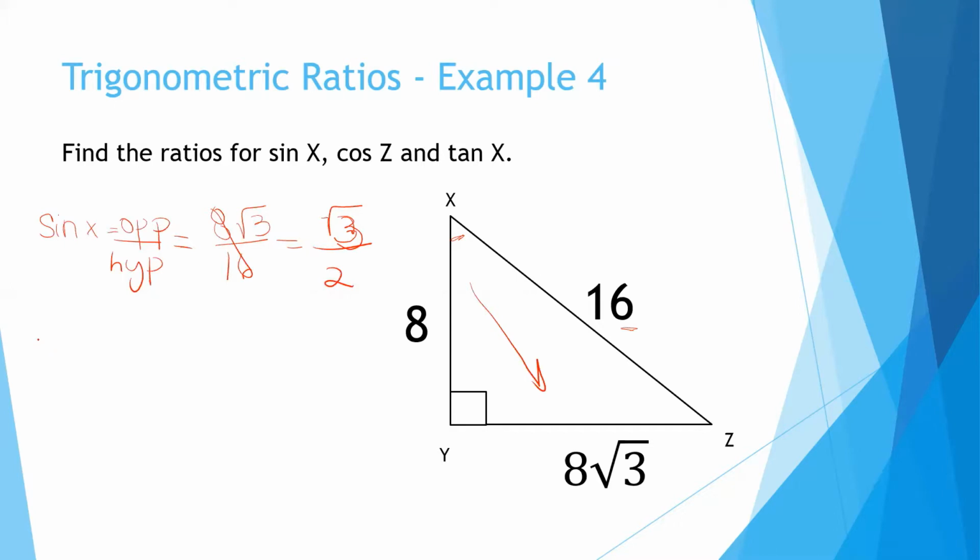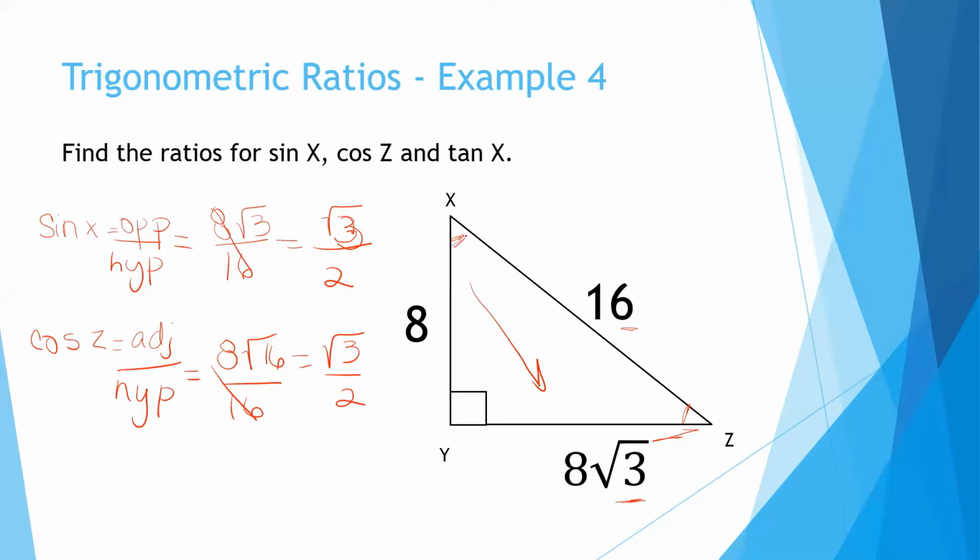Okay, next one we're going to do is cosine z. So this is adjacent all over hypotenuse. And so let's see where angle z is. Z is right down here. So this is adjacent to it, right? So it's radical 3 over hypotenuse. Well, look at that. They're the same. So that also tells you the sine of an angle is equal to the cosine of the angle opposite from it.